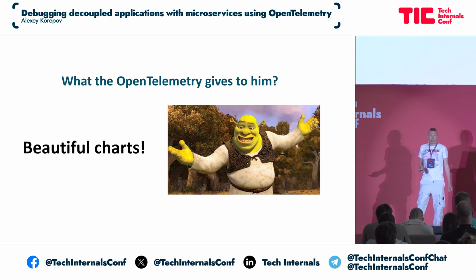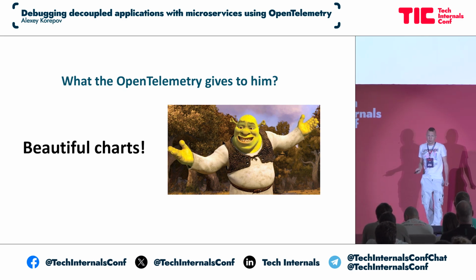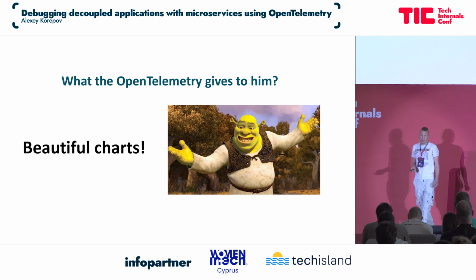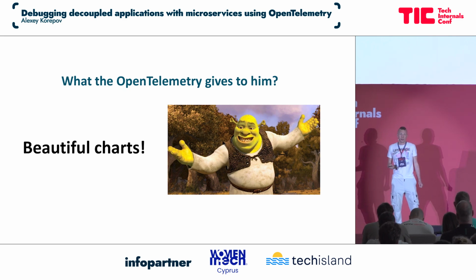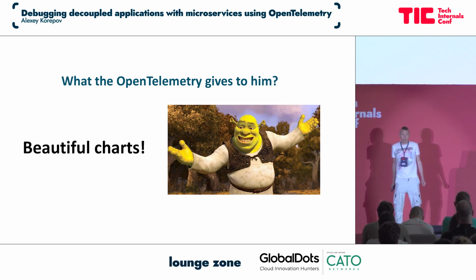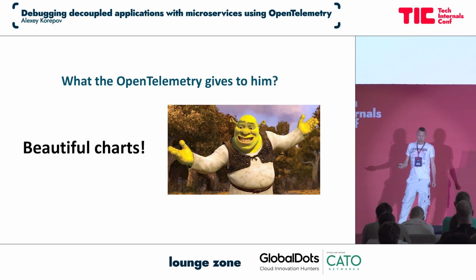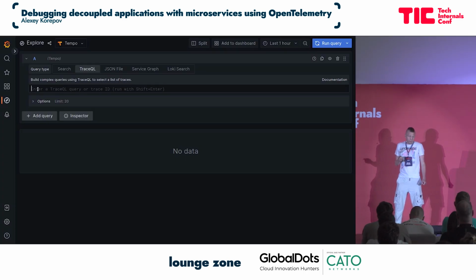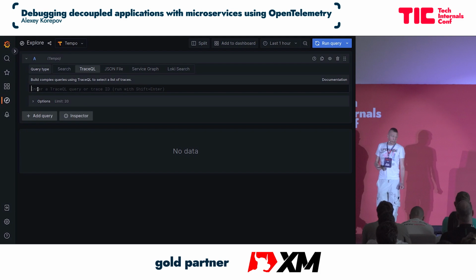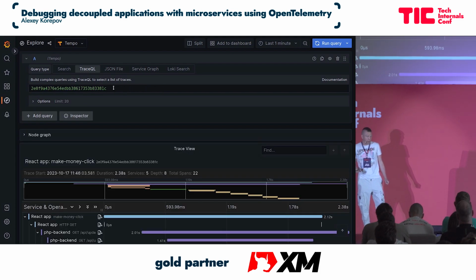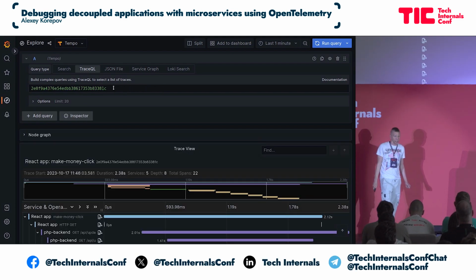But what does OpenTelemetry give him to understand that he should wake up only the Node.js programmer, not the whole team? He will see it in beautiful charts. So he will take this trace ID, enter it into this input box, press enter, and see this beautiful chart.